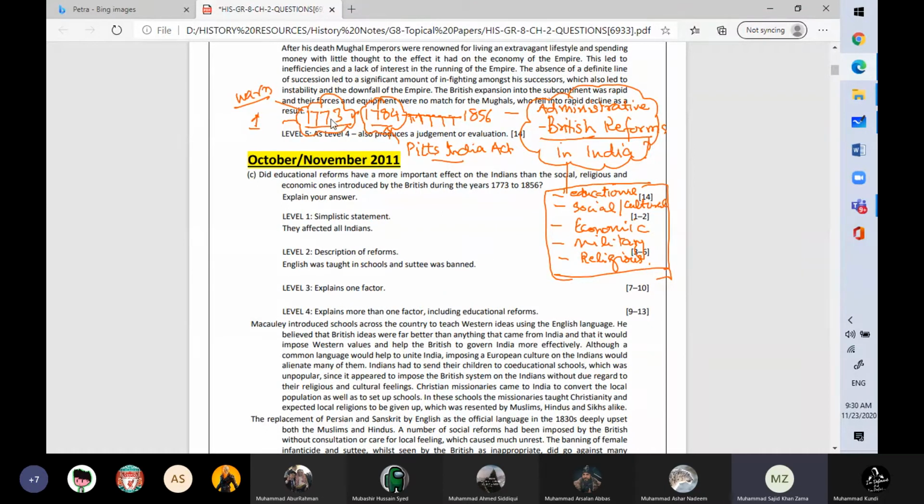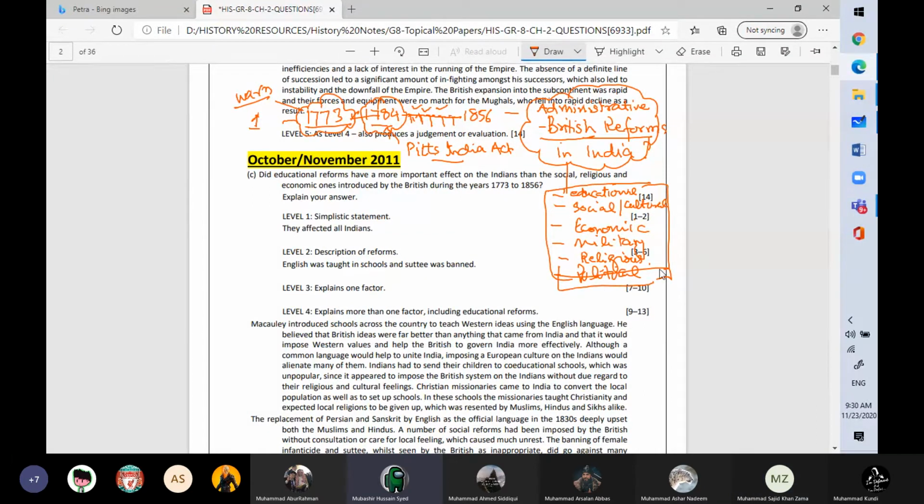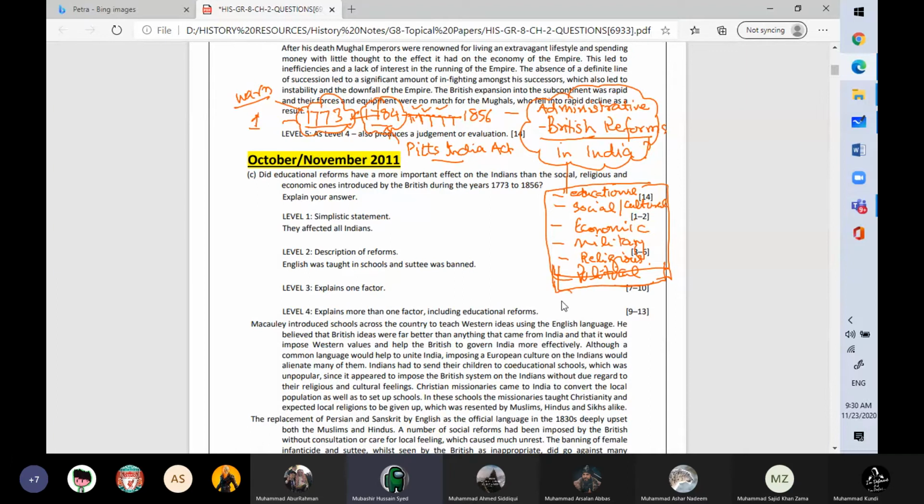From this till 1856, when the British were expanding, they introduced more and more laws in India, which was under British control. And we discussed all of this. Reforms, right? Sir, mostly it was because of the educational reforms. No, there were all of these. We discussed this under the headings: educational reform, social, cultural, economic, military, religious, political, right?